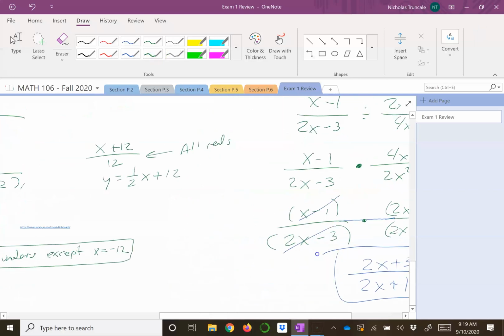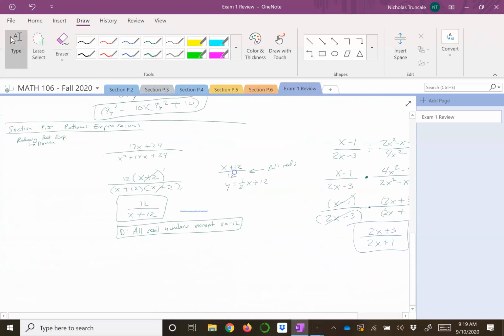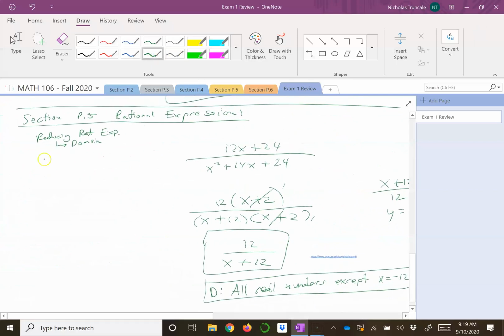All right, so let me just start adding to my list over here. So that was reducing rational expressions, and then I'm going to say multiplying, dividing rational expressions. Okay. All right, so we did that.